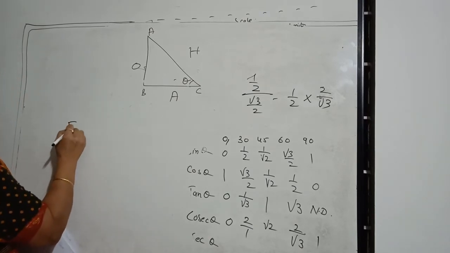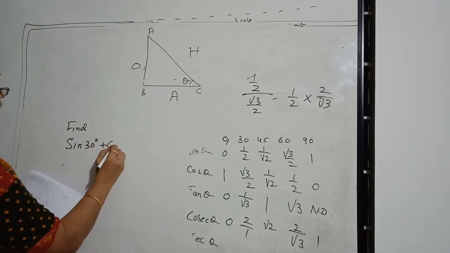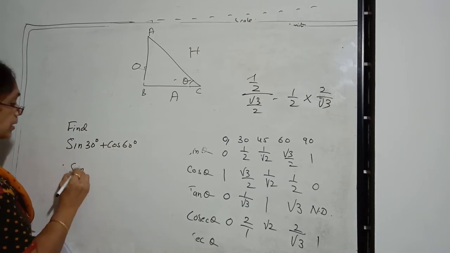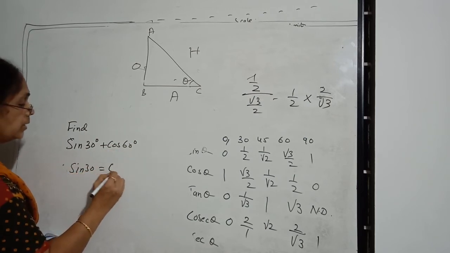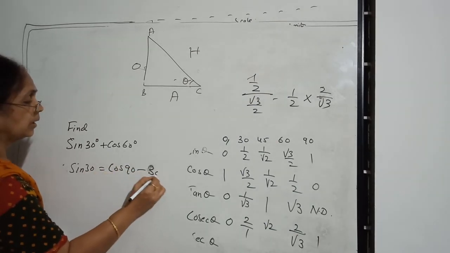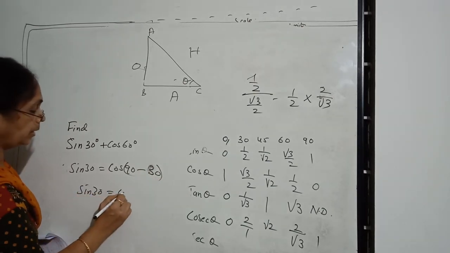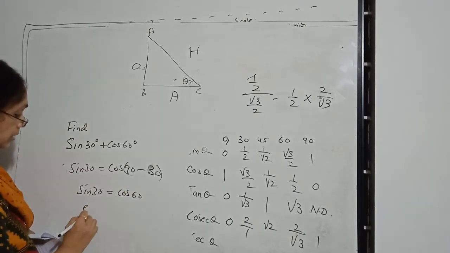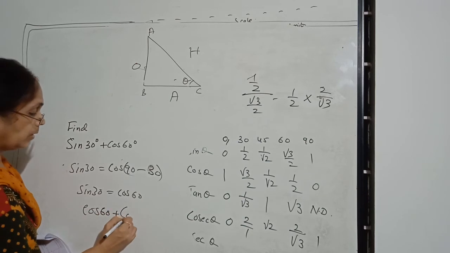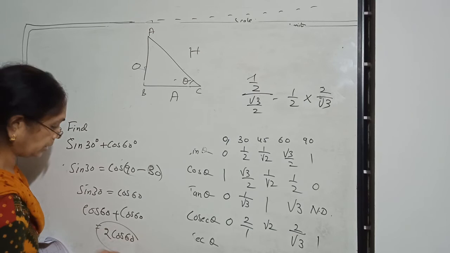Find sin 30 degrees plus cos 60 degrees. Now convert any one. Sin 30 can be written as cos 90 minus 30. That is, sin 30 is nothing but cos 60. So this cos 60 plus, put here, cos 60 is nothing but 2 cos 60. This is the value.